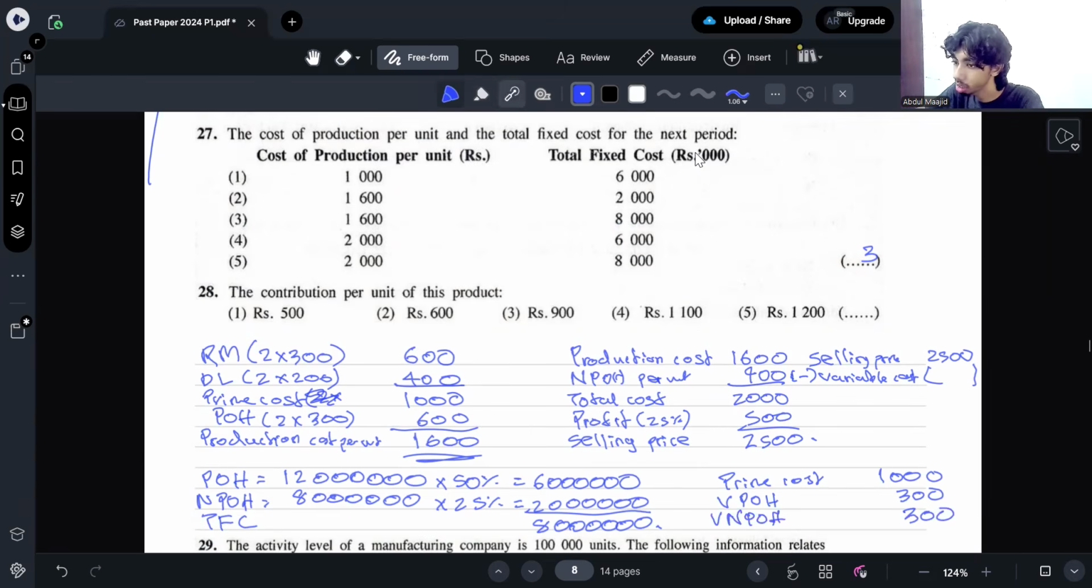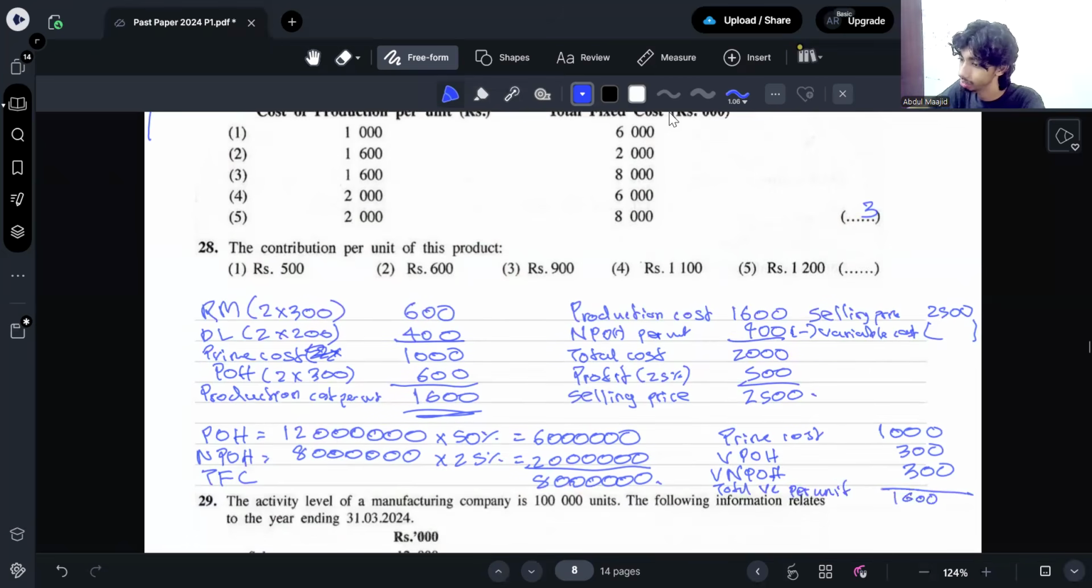Then total variable cost per unit will be, am I fast? Okay, sorry. Total variable cost per unit will be 1,600. Okay, variable cost 1,600. Then contribution per unit will be 2,500 minus 1,600. That is 900. Answer number 3. Did all of you understand that? Anyone who didn't understand because I was too fast? If there's anything that's not clear, let me know.